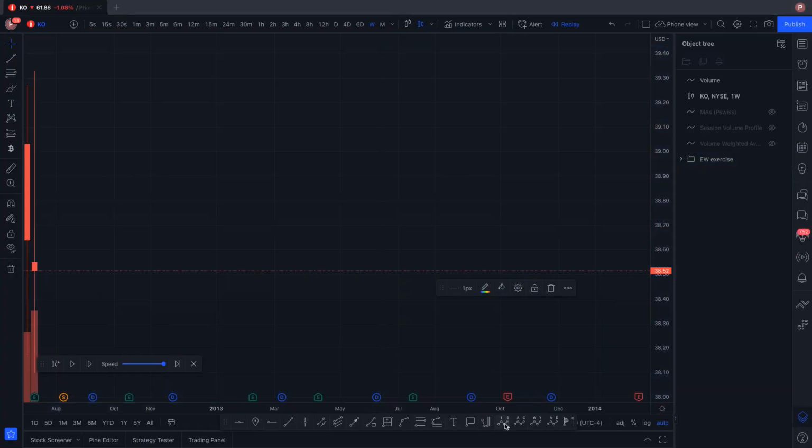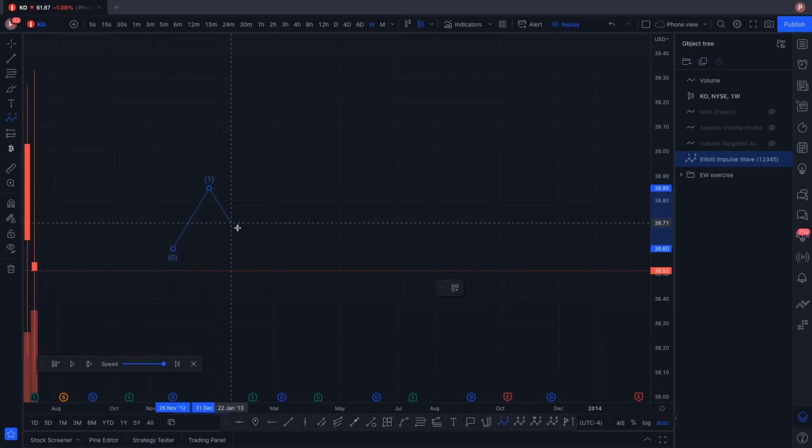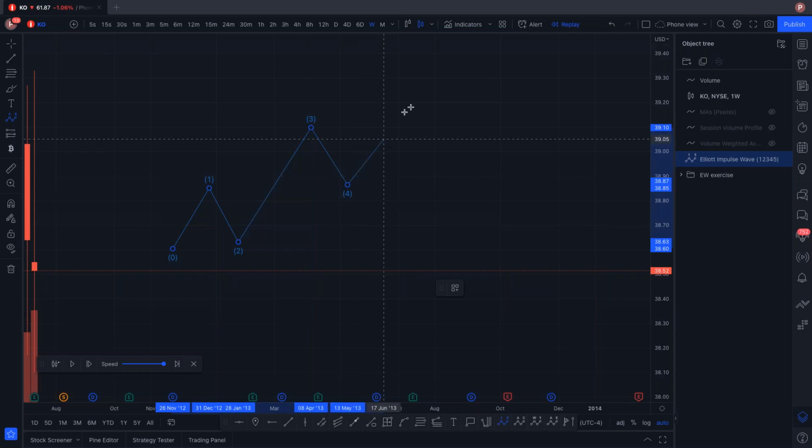In TradingView, and Frank did a great job showing this earlier, you have an Elliott wave marker here in the patterns section. Elliott impulse wave and Elliott corrective wave, as well as a triple combo wave, triangle wave and corrective wave, and then double combo wave. It's really great of TradingView to have done that. You'll use this a lot if you're charting Elliott wave. And you kind of have to finish the sequence in order to, you know.